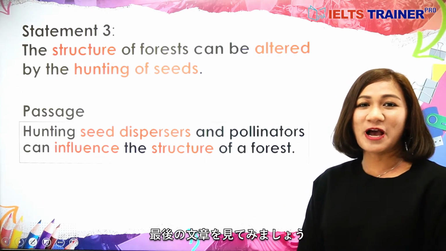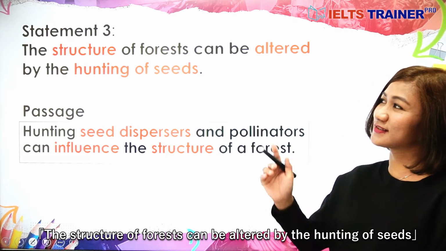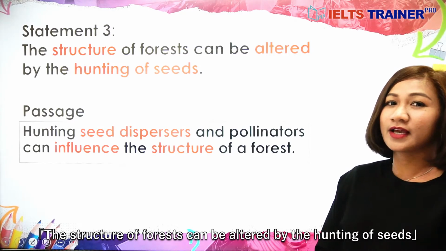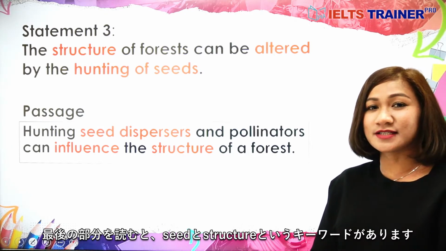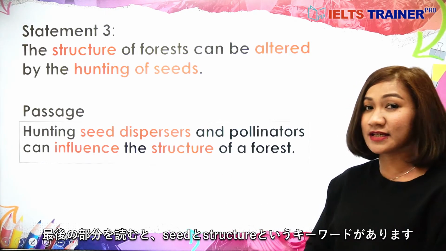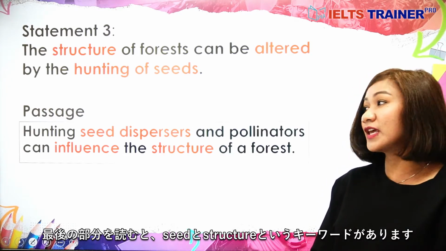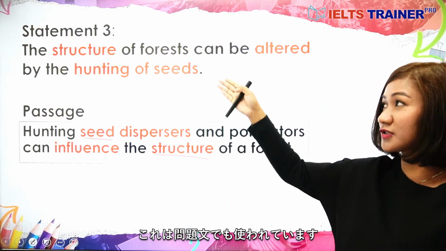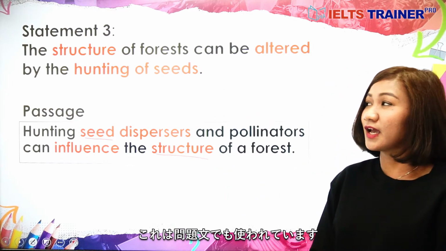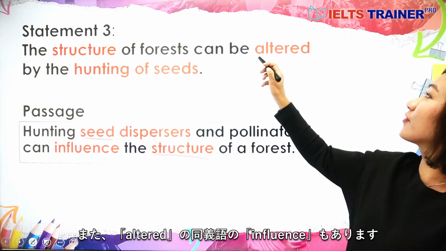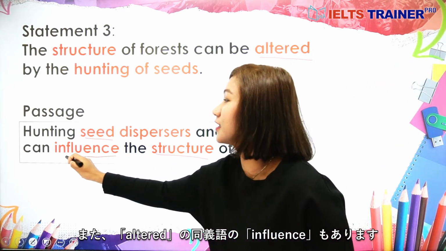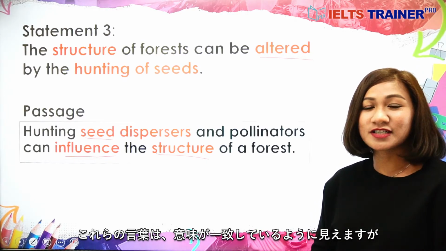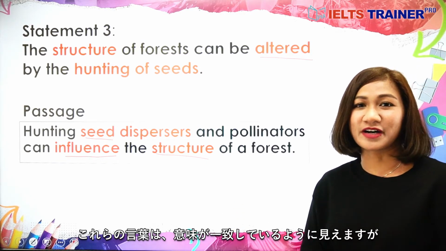Now we are down to our last statement. It says, the structure of forests can be altered by the hunting of seeds. If we take a look at the final sentence in the reading passage, we see this. And we have keywords like seed and structure, the same words used in the statement. And we also have a synonym for the word altered, which is influence. These words tell us that the answer is found in this part of the paragraph.